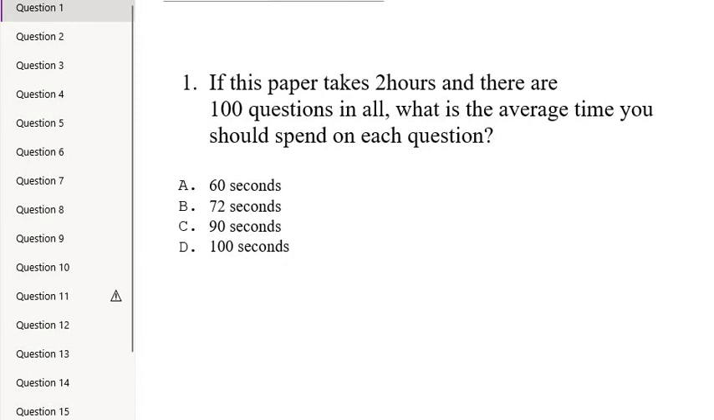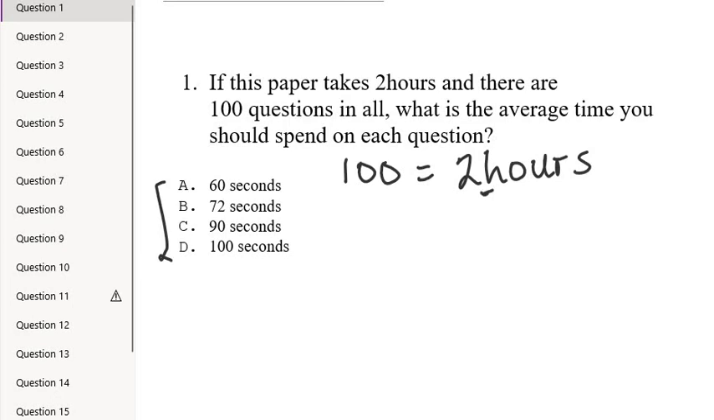Question 1. If this paper takes 2 hours and there are 100 questions in all, what is the average time you should spend on each question? Okay, so 100 questions for 2 hours. The first thing we need to do is to look at the options. Since the options are in seconds, we need to change these 2 hours to seconds as well. The unit must be the same.